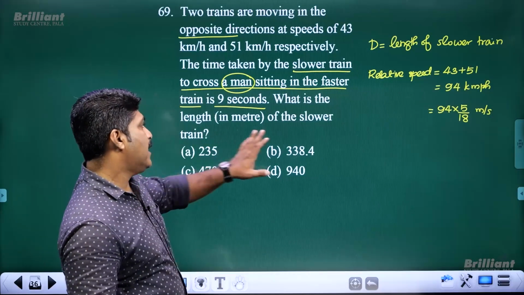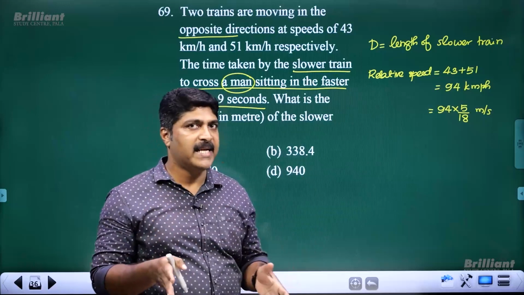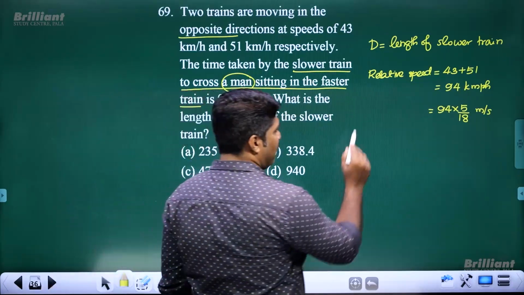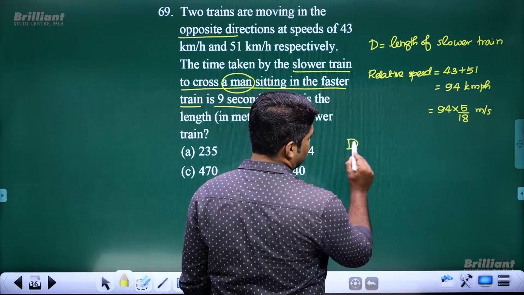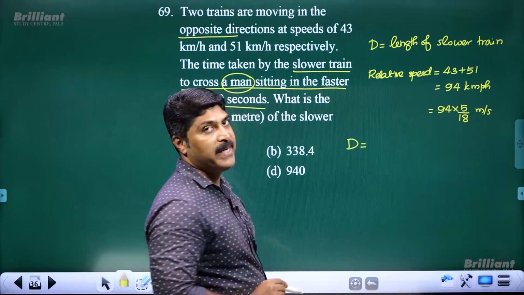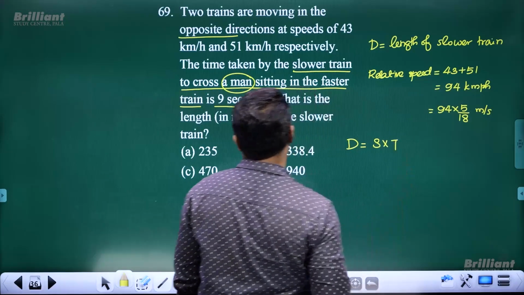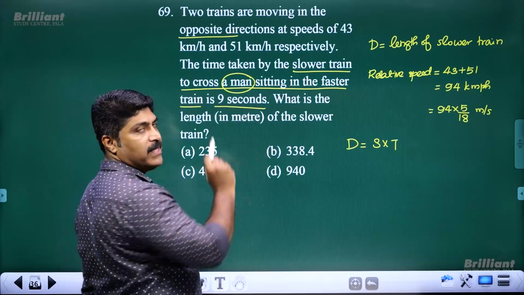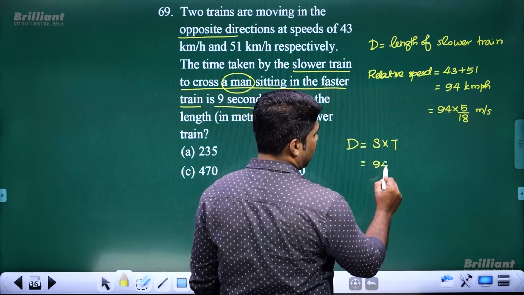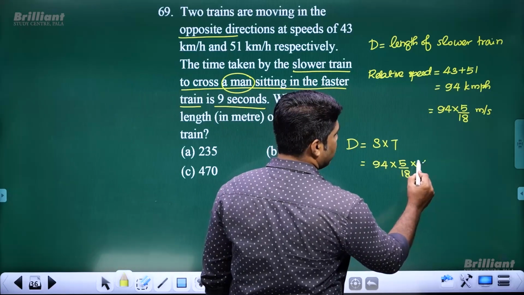Then we have to find the length of the slower train. We already found that the distance covered in this activity, that is the length of the slower train. Therefore, in this case, distance. How to find a distance? Distance is nothing but speed into time. Here the time taken for this entire activity, that is 9 seconds. Therefore, this is 94 into 5 by 18 into 9.